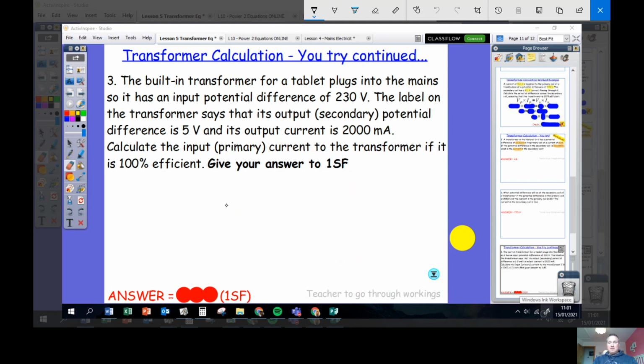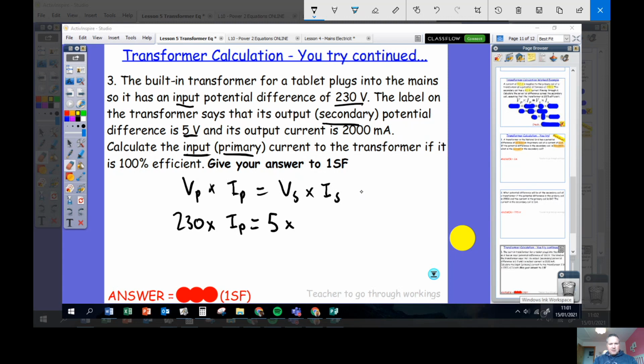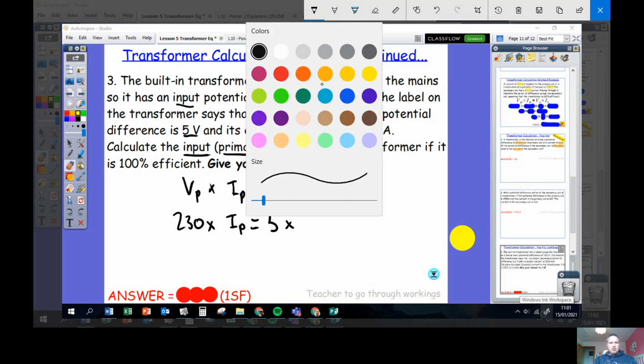A lot of words again for really just finding three numbers. My primary voltage times my primary current equals my secondary voltage times my secondary current. Okay, let's just find three numbers here. My primary voltage, there you go. Input potential difference, 230. So 230 times my primary current, my mystery number, equals my secondary potential difference. There it is. Secondary potential difference is 5 times my secondary current.